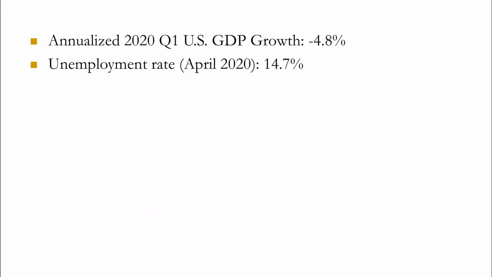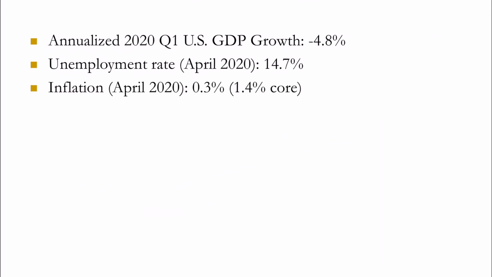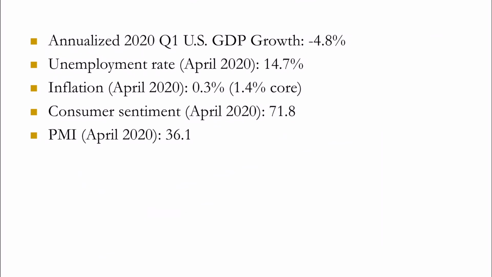Unemployment rate went up to 14.7%. Inflation was at 0.3%, and if you exclude the food and energy industry, we have 1.4% core inflation. We have our consumer sentiment at 71.8. We have our purchasing managers index at 36.1. Basically, anything below 50 is a negative outlook for business sentiment.